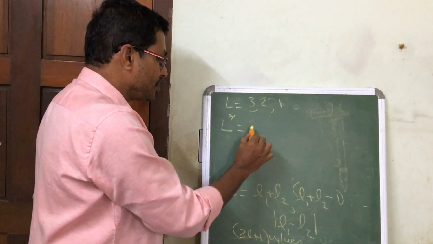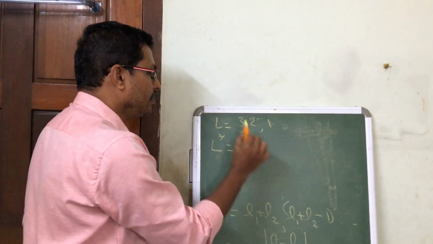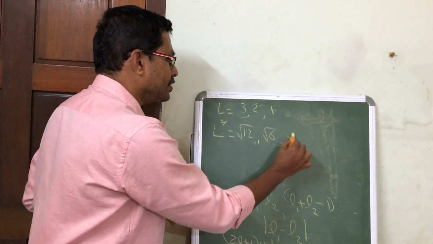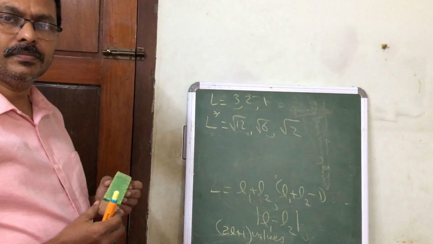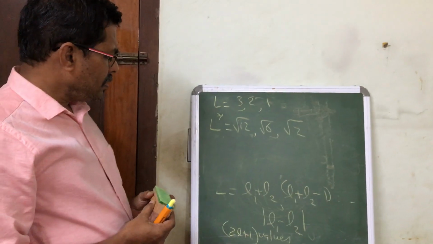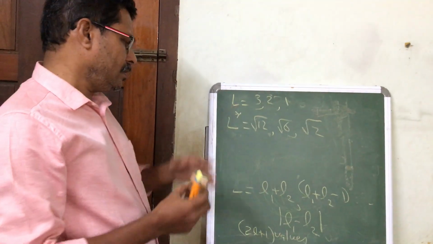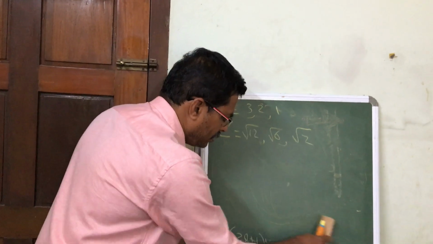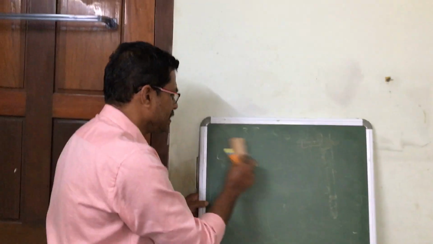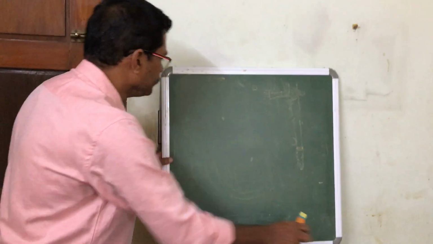So from this it is clear that the possible values of L star are root of 3 into 3 plus 1, that is root 12, this is root 6, as well as root 2. And I think we can represent this combination diagrammatically as a figure like this.